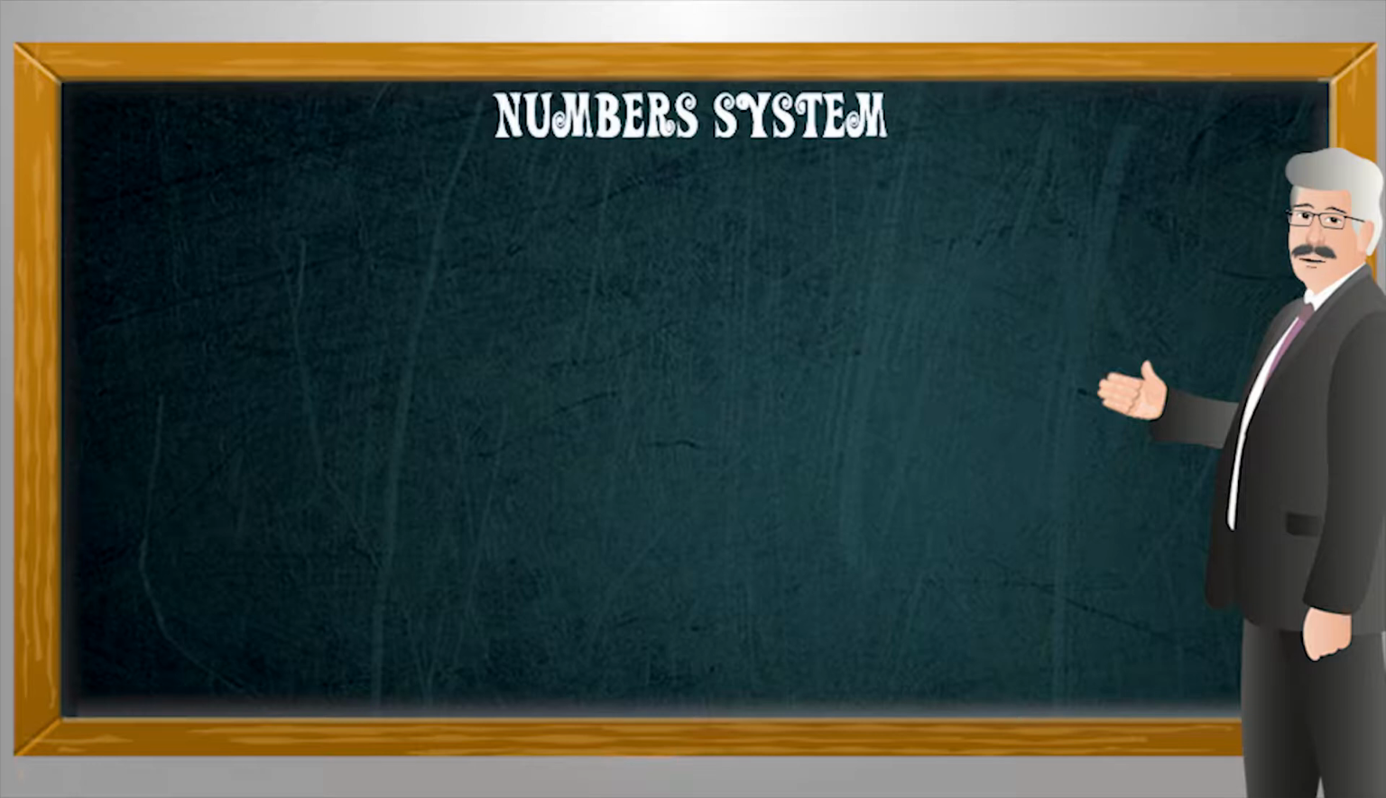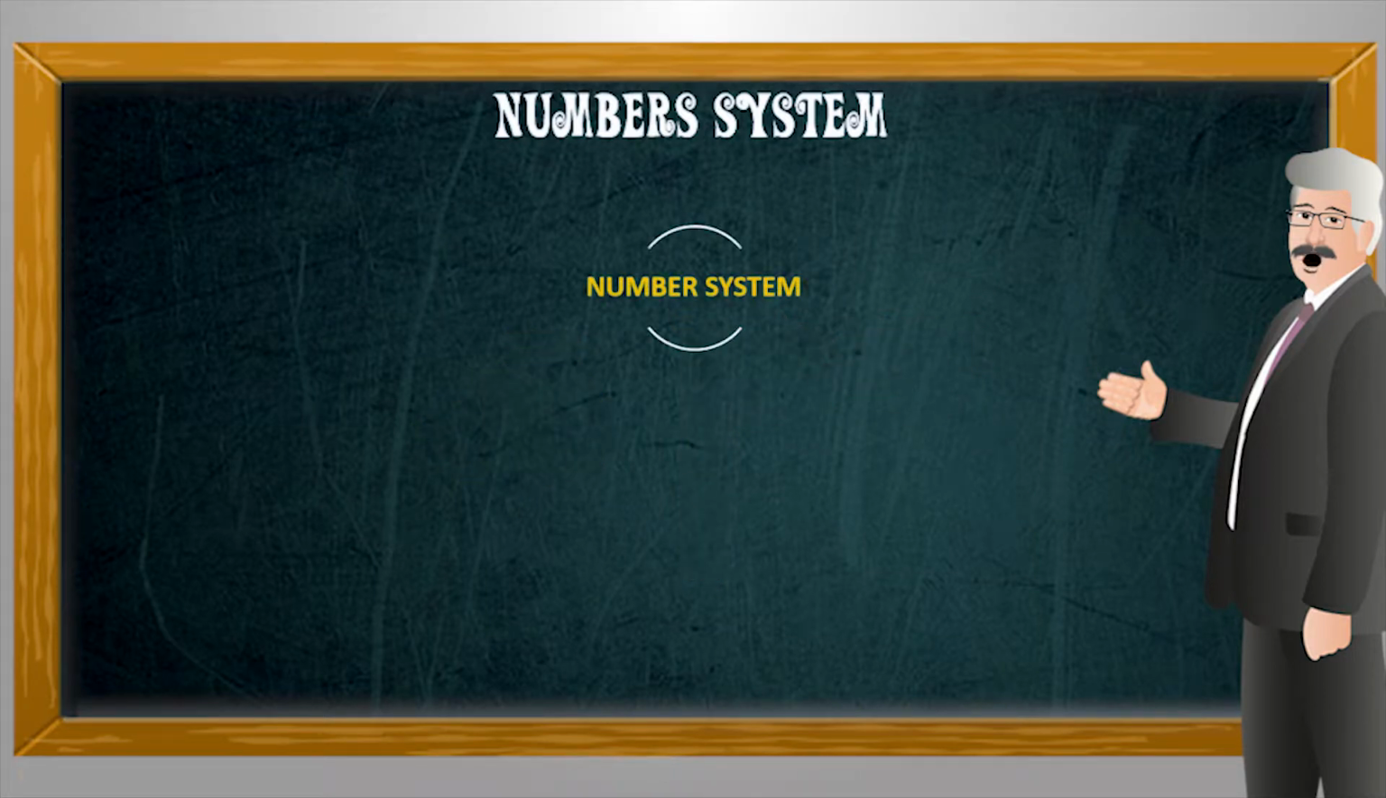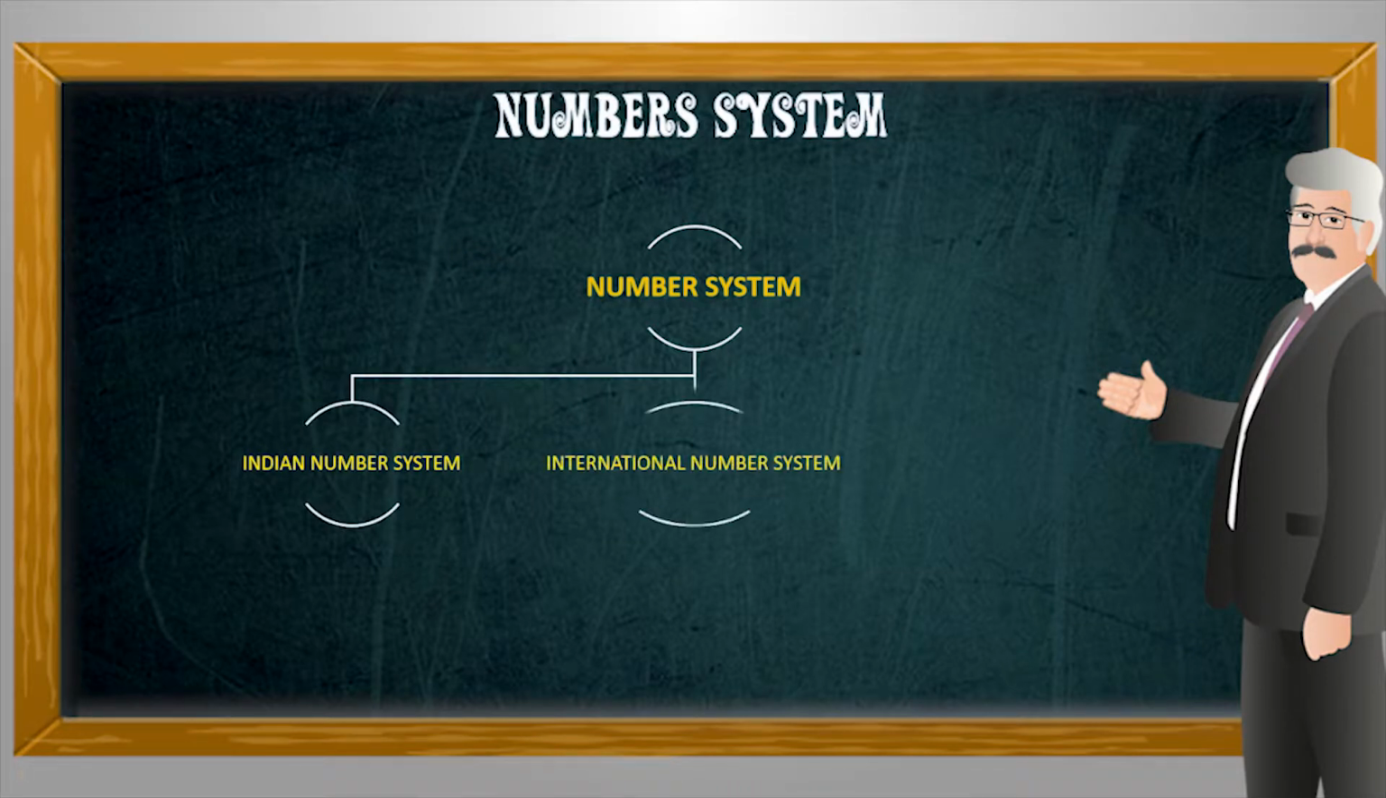So, let's get started. We all know how much vital role numbers play in our daily life, from counting to measuring, and comparing to ordering things. Everywhere we use numbers. In various parts of the world, numbers are written and read differently. Globally, there are three major number systems used for reading and writing any number: the International Number System, the Indian Number System, and the Roman Number System.